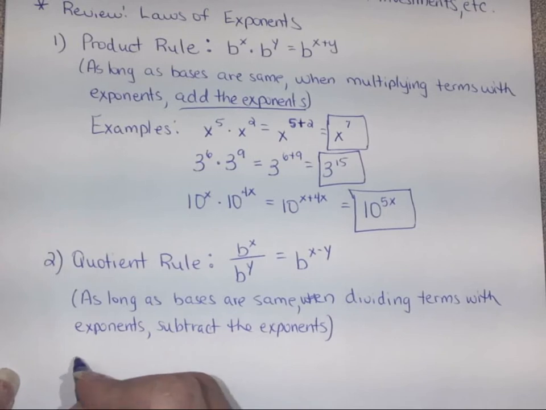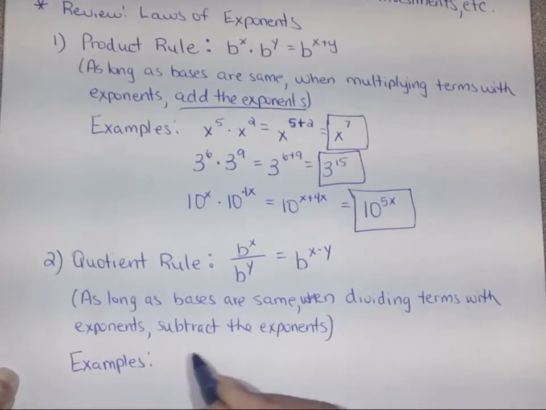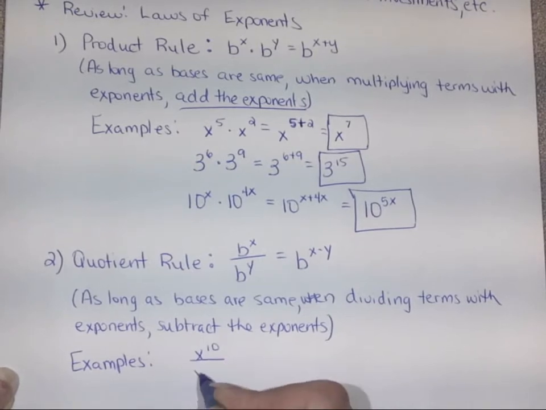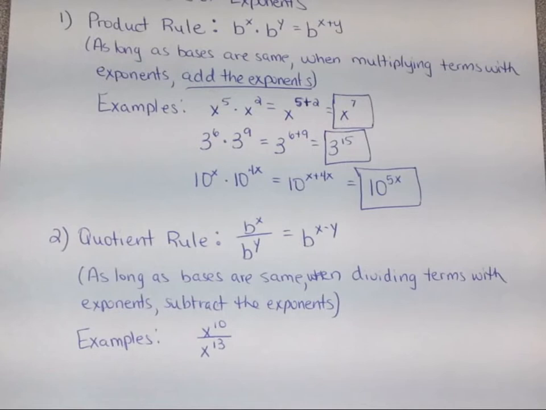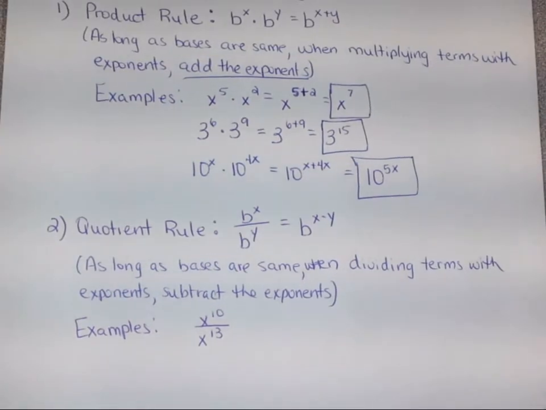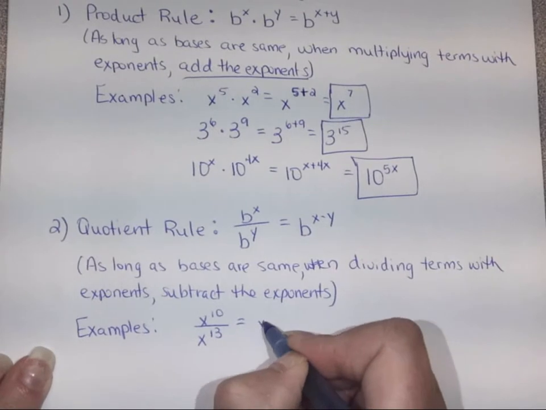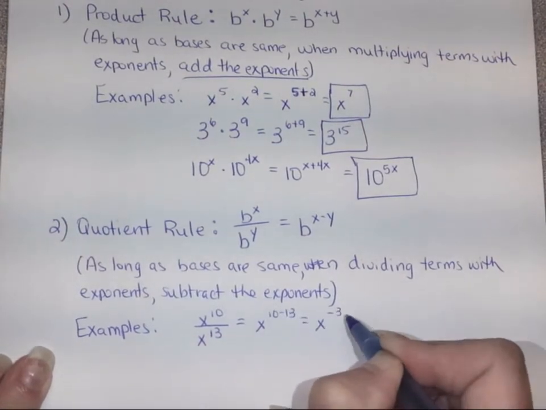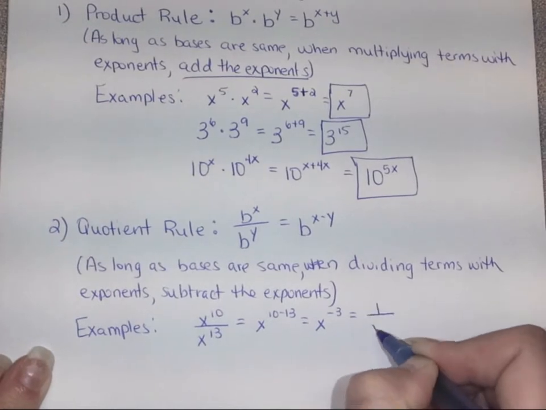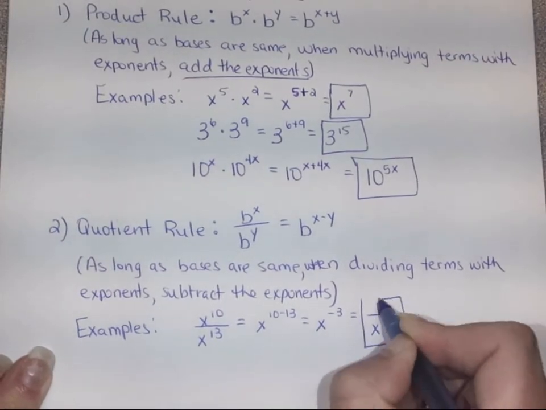All right, so let's do some varied examples for this rule too. Again, I don't just want to start with easy ones and then that's all we do. So notice we have the same base, right? We are dividing terms with exponents. It's x to the 10th divided by x to the 13th. So what are we supposed to do with those exponents? Subtract them and the base stays the same, right? So we end up getting x to the negative third, which I do want you to know rewrites into 1 over x to the third.